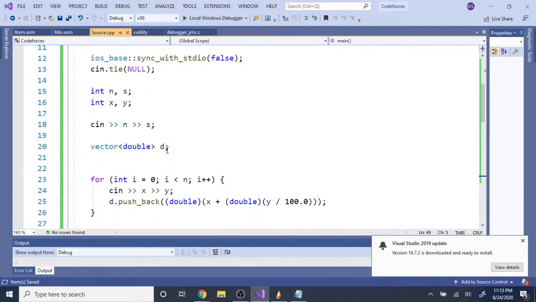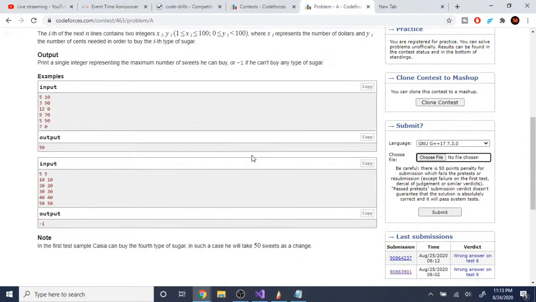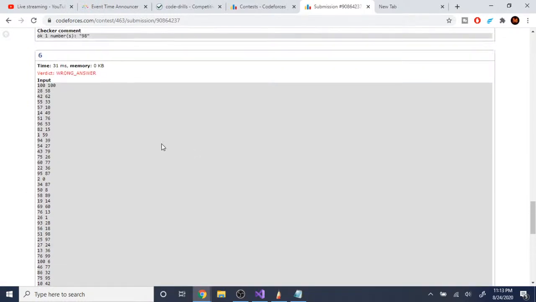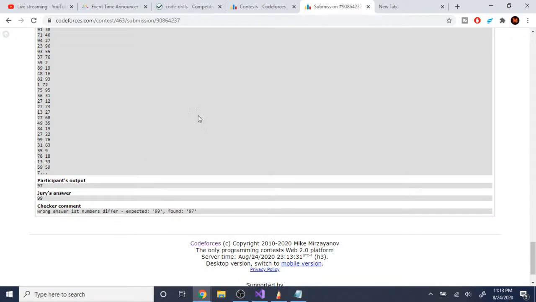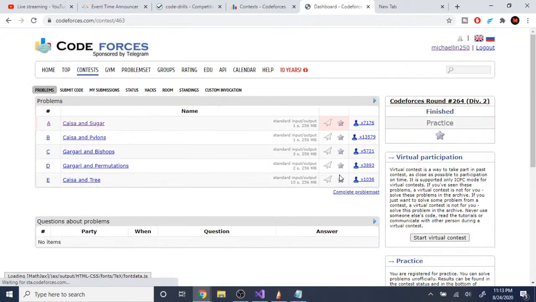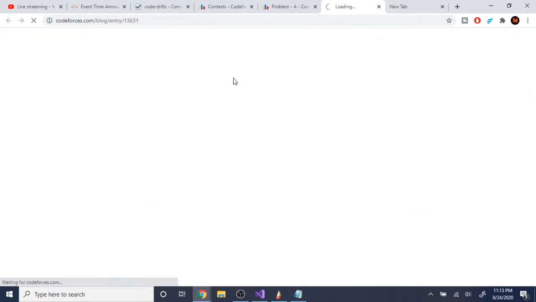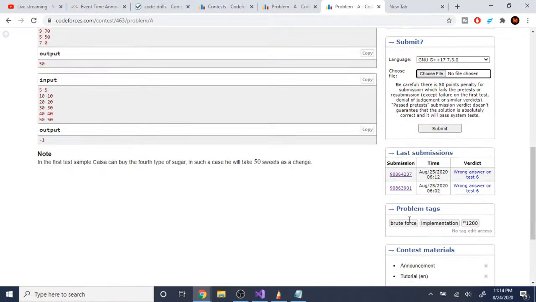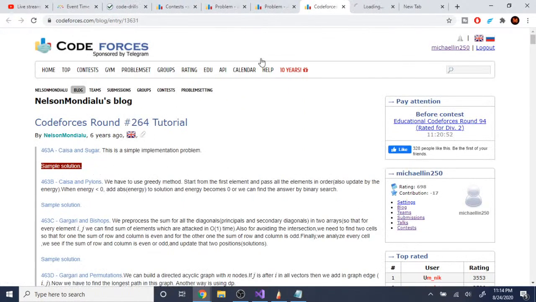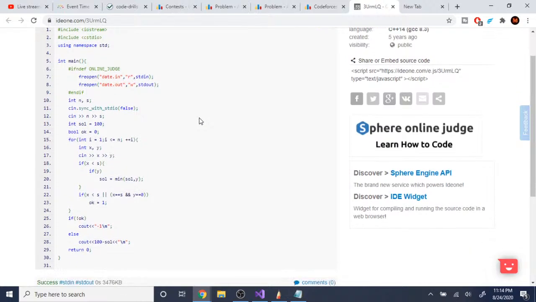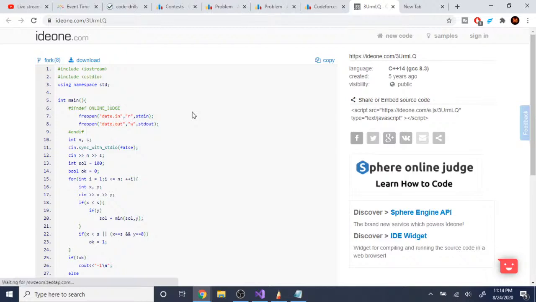Can I see the test case of why it failed? They don't tell you. Yeah, I'm going to look at the editorial because I'm not so sure why it failed. Time to look at the editorial. Simple implementation problem. That doesn't tell me anything. Sample solution. Huh. So we don't even have to push back.